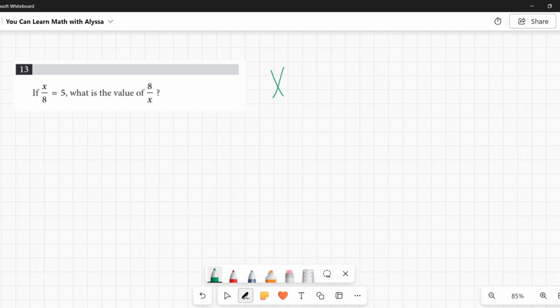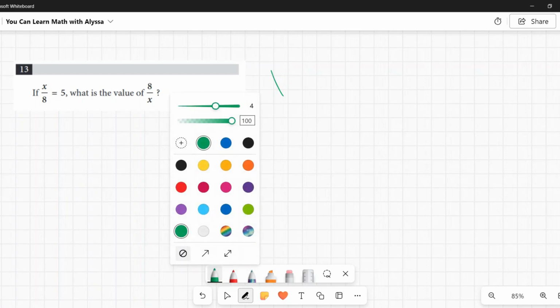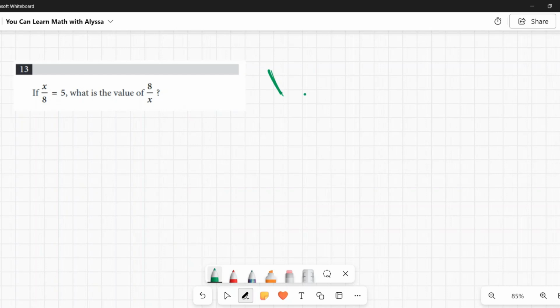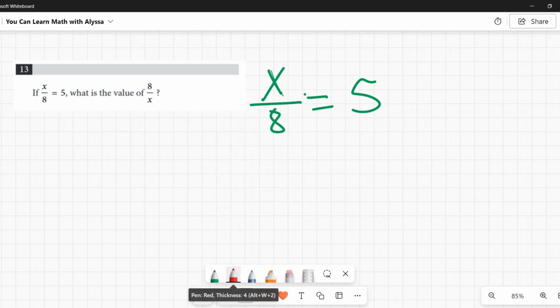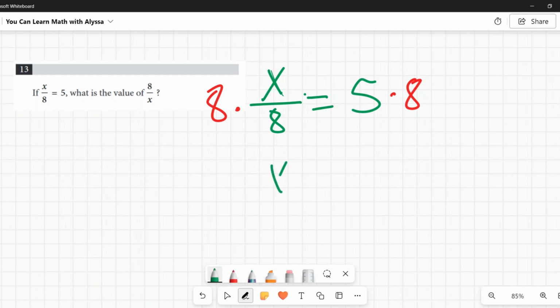So if I have, whoa, that looks really thin. Let's bump that up so you can actually see what I'm writing. There we go. If x over 8 equals 5, what is x? Well, you always want to undo what's been done to x. So in this case, x has been divided by 8. So I'm going to multiply by 8 and do that to both sides. And I get on the left just x because those cancel out. And on the right, 5 times 8 is 40.